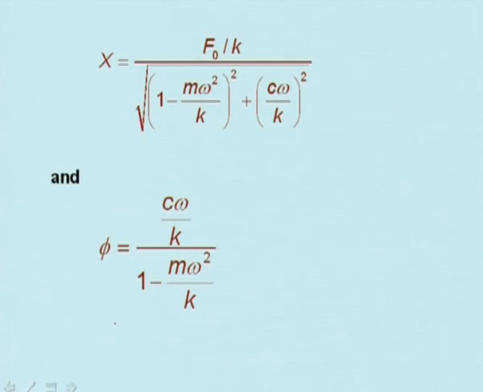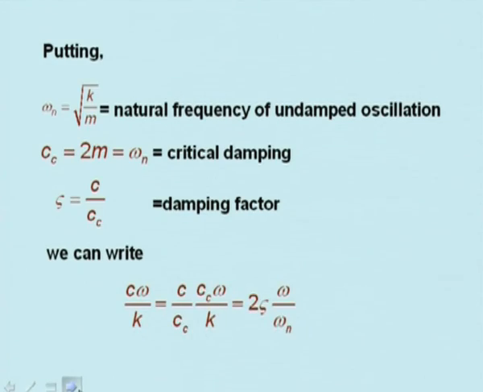Now we can write X as (F0/k) divided by √((1 − mω²/k)² + (cω/k)²), and tan φ is equal to (cω/k) divided by (1 − mω²/k). It is to be noted that F0/k is the static deflection of the spring under the action of that force F0. Maximum amplitude of the force is F0. So if you apply maximum force, then you will get the static deflection as F0/k. Now we know that ωn is equal to √(k/m), that is the natural frequency of undamped oscillation.